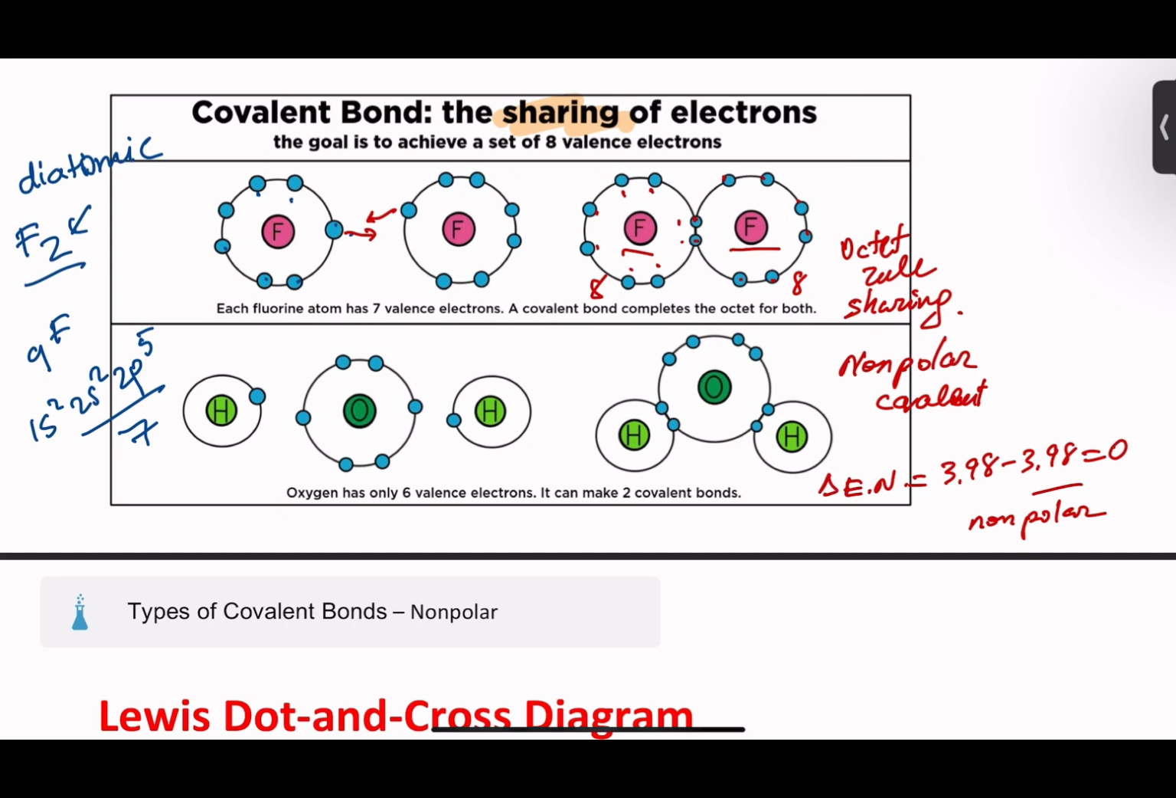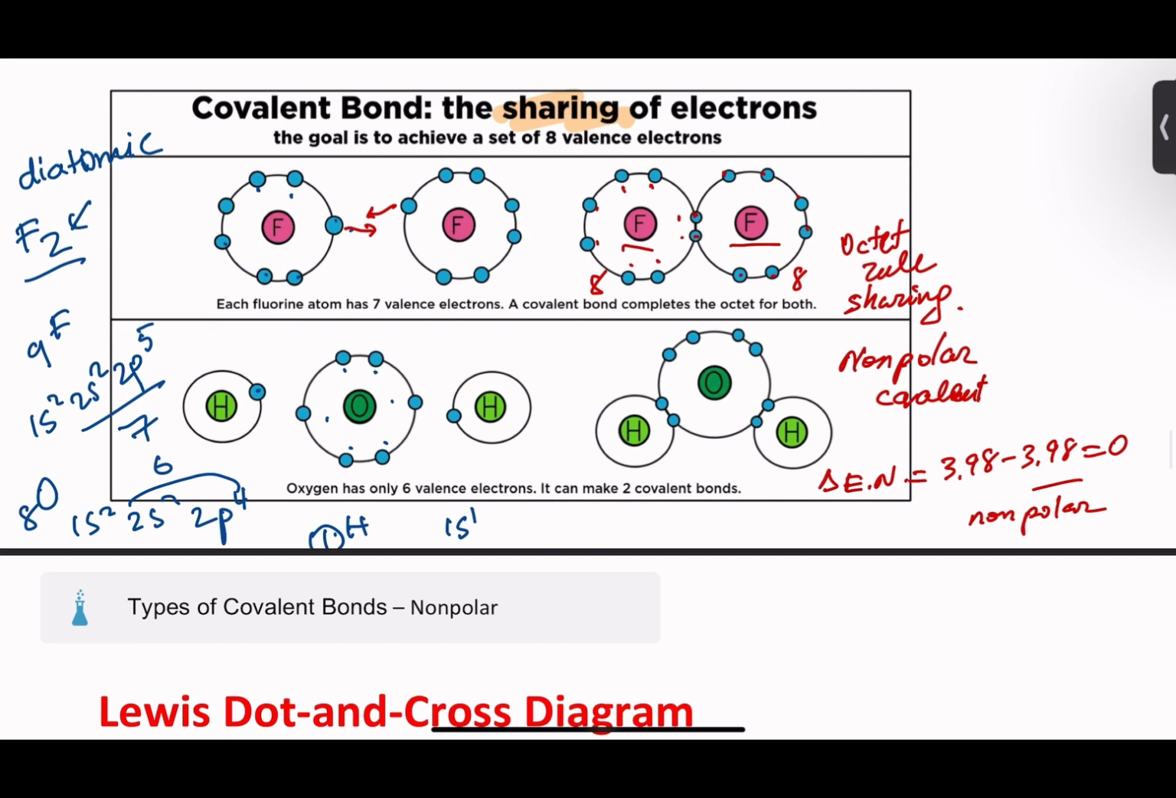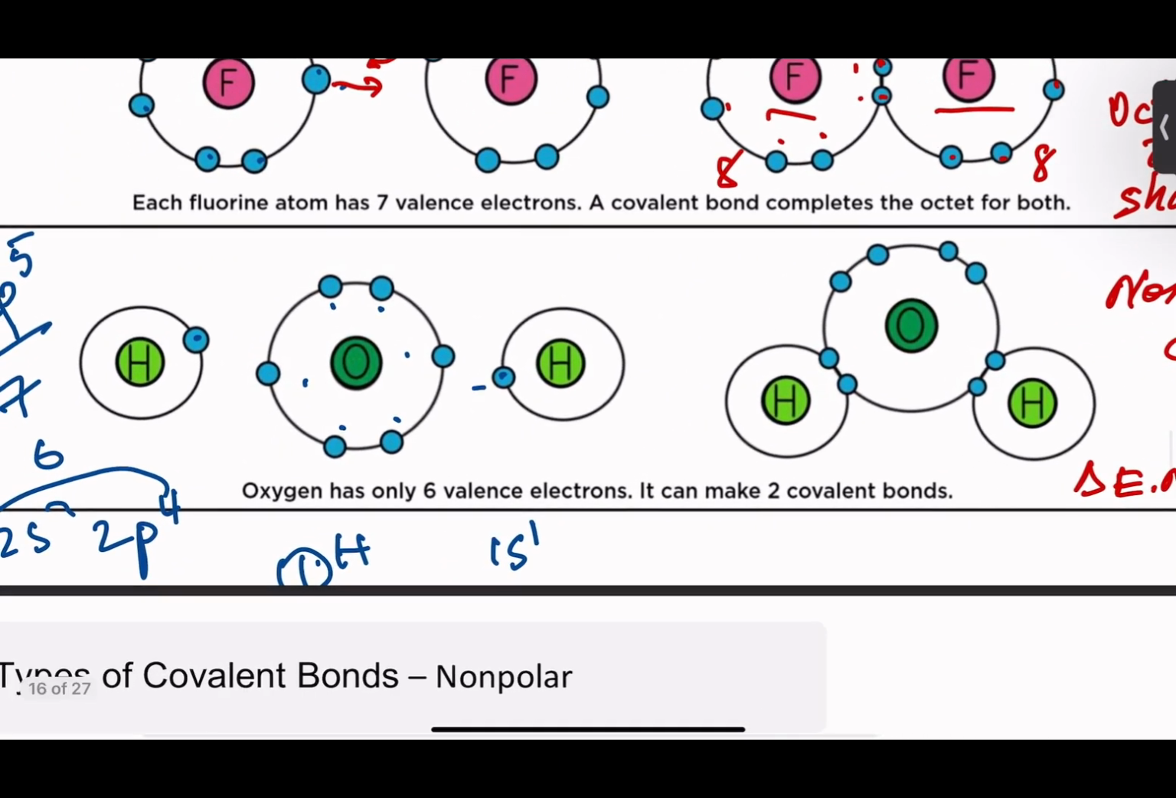We have here oxygen. Oxygen has how many electrons? Oxygen has proton number 8, which is 1s2, 2s2, 2p4. So we got 6 electrons in the last shell, right? So 1, 2, 3, 4, 5, 6. They are here. Hydrogen is 1s1. We got 1 electron. So 1 in here and 1 here. So now they share electrons.